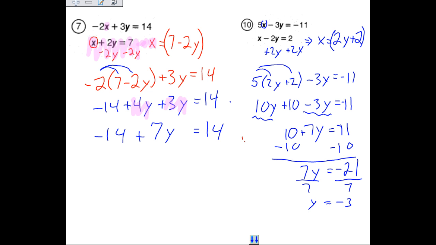Just remember, you're not finished once you finish this. This is not a finished problem. All we did is found out one of them is negative 3, the y. You still have to plug that back in and finish it up.